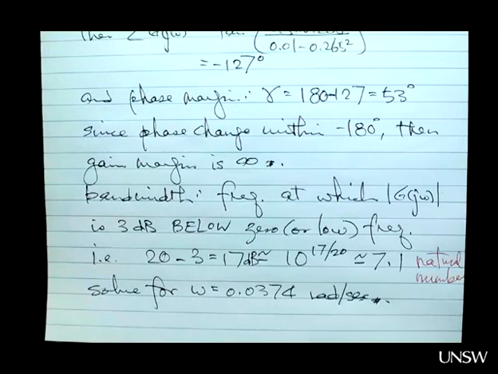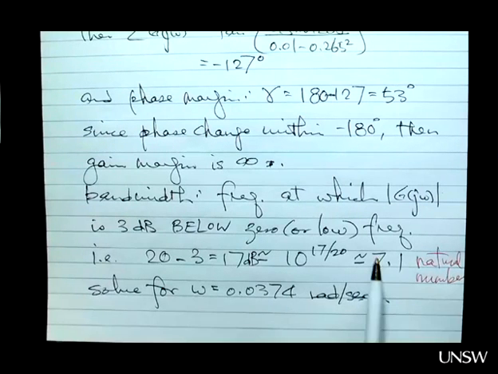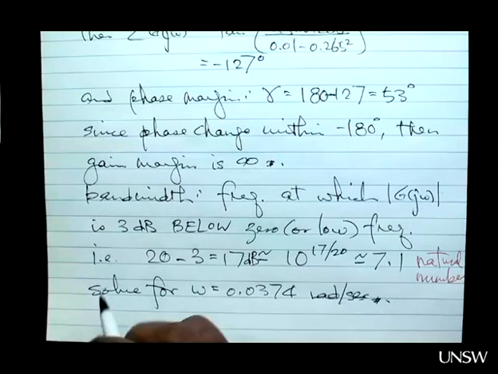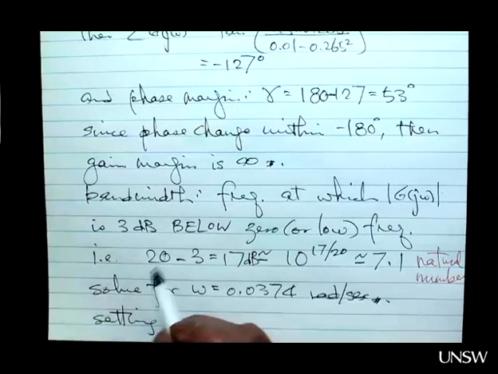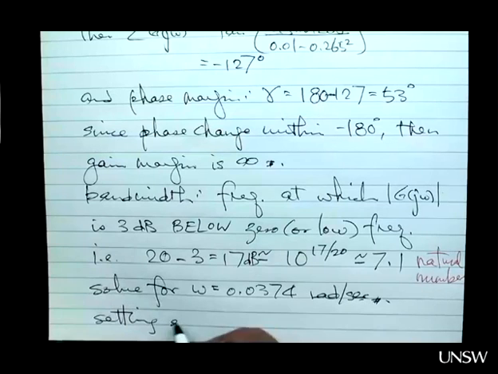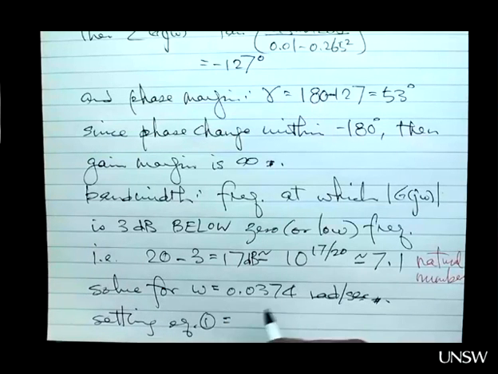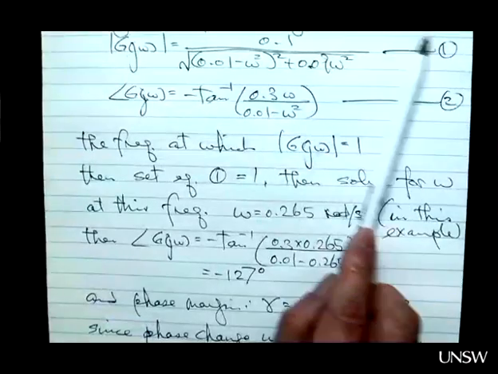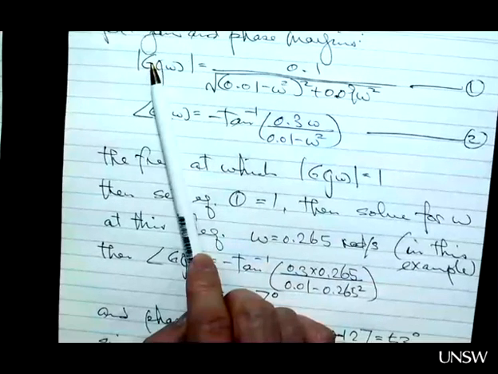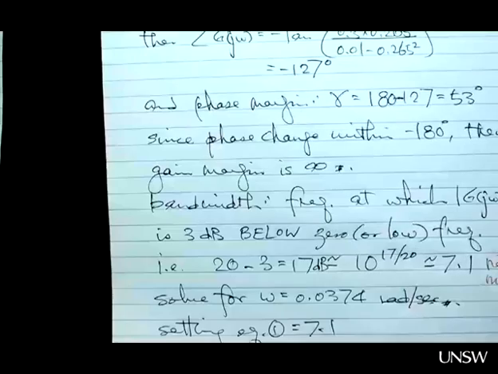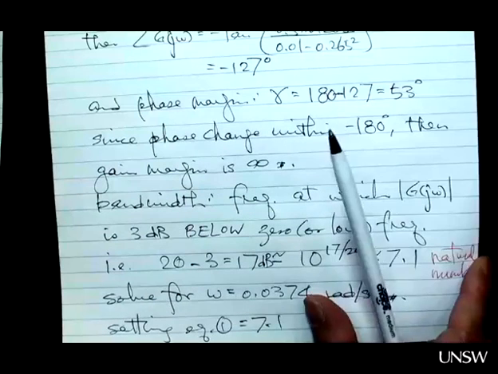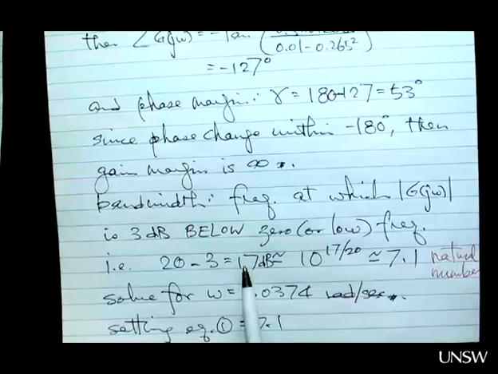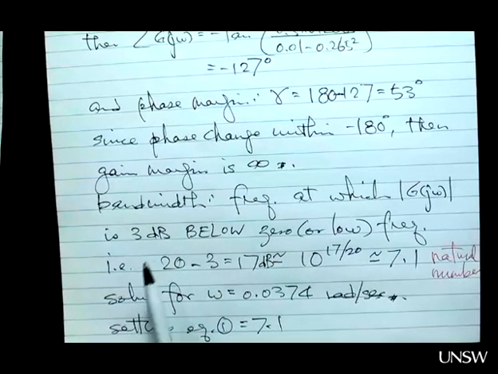For this case, we solve by setting equation 1 equals 7.1. Equation 1 is the magnitude. We set the magnitude to this natural number 7.1. 7.1 corresponds to 17 decibel, which is 3 dB below the low frequency.